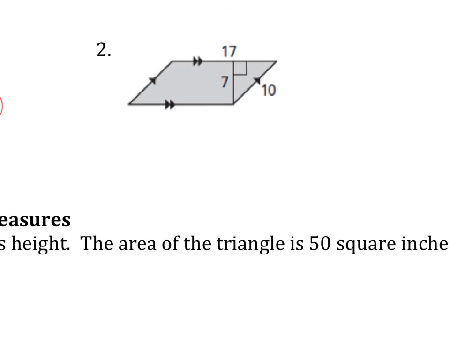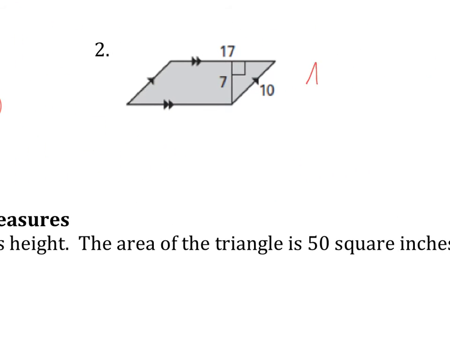Look at number 2. What shape is number 2? As you look, you should realize it is a parallelogram, and the area of a parallelogram is base times height. So we need to find out what is the height and what is the base. The height is always the right angle. So in this case, the height is 7.